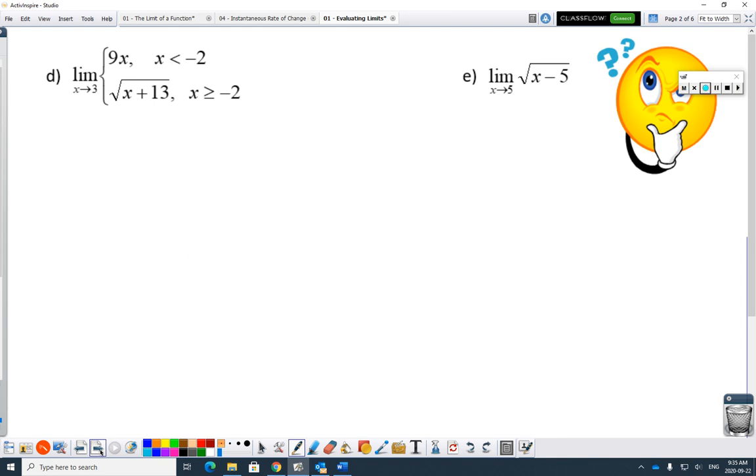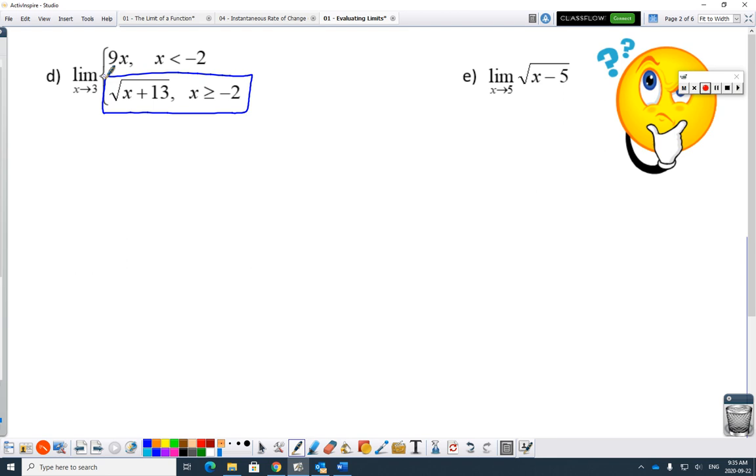Say it again. He says plug 3 into the lower function. He didn't say plug them into both. Why don't we have to plug them into both this time? Yeah, 3 is only in this domain. If x is greater than or equal to negative 2, we're only using this part. I don't have to sub into both of them. I only have to sub into that one because it's not where these two things meet up.